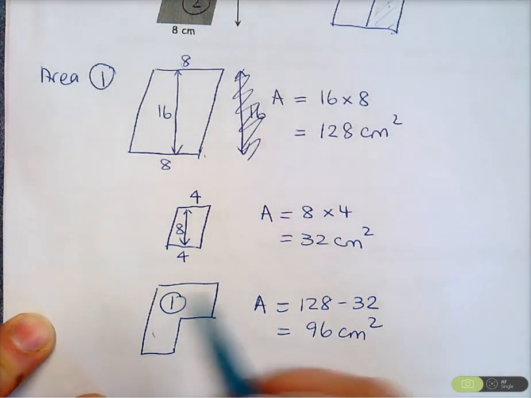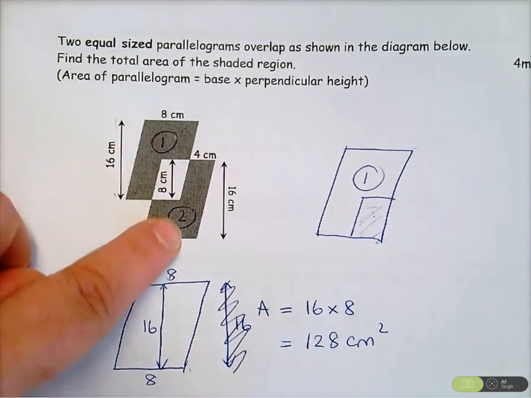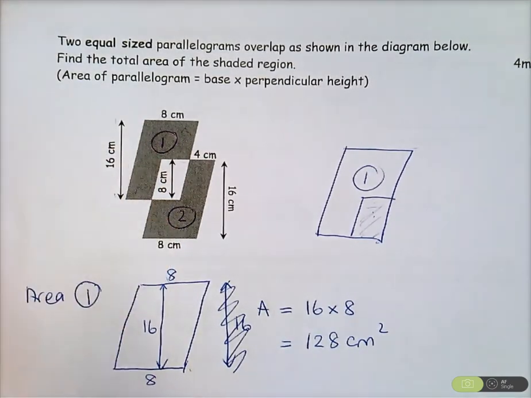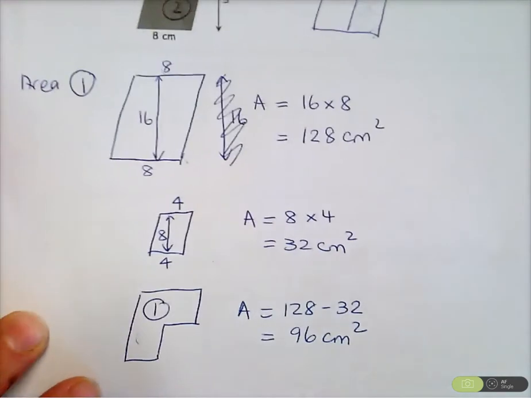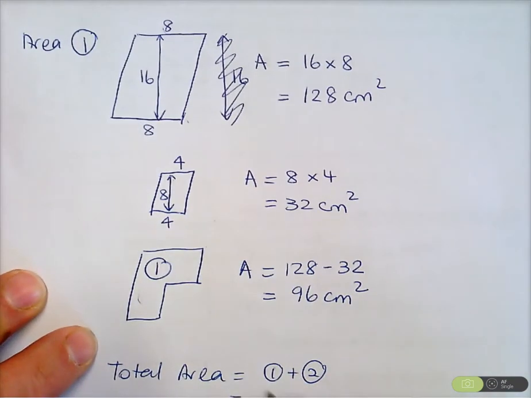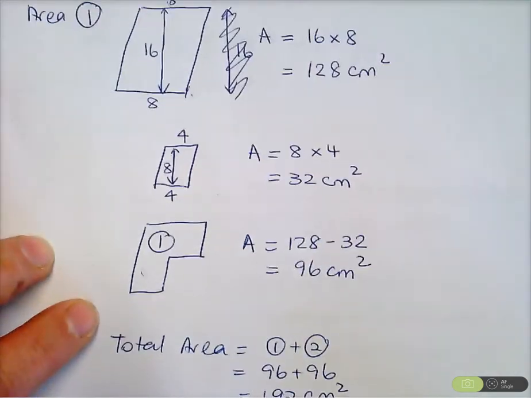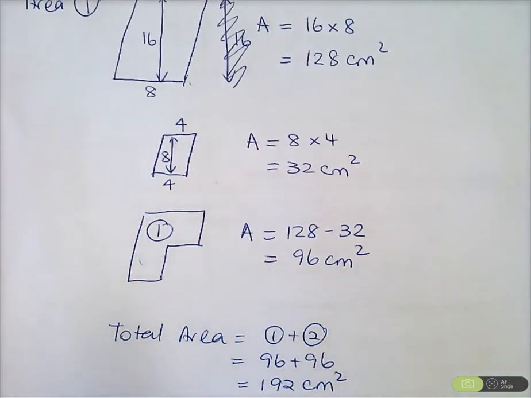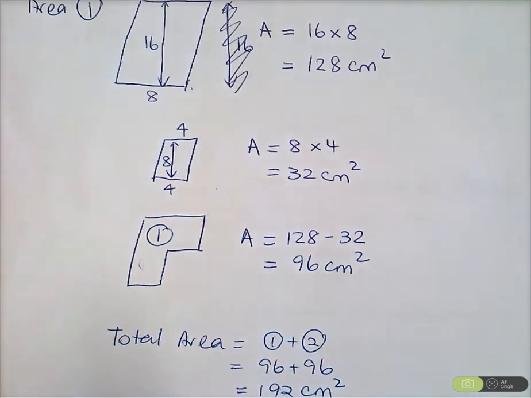So that's that shape. Girls, the whole thing is made up of 2 of those. Shape 1 and shape 2 have the same area. So your total area is shape 1 plus 2, which is 96 plus 96, which is 192 centimeters squared. That's one way to do it. There's another way to do it, but it's a little bit tricky.